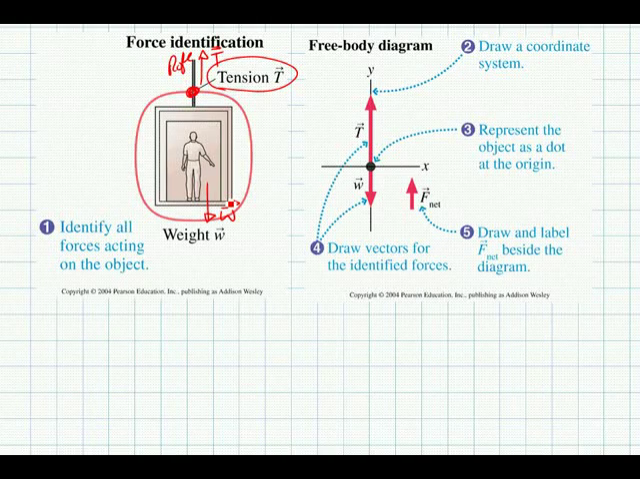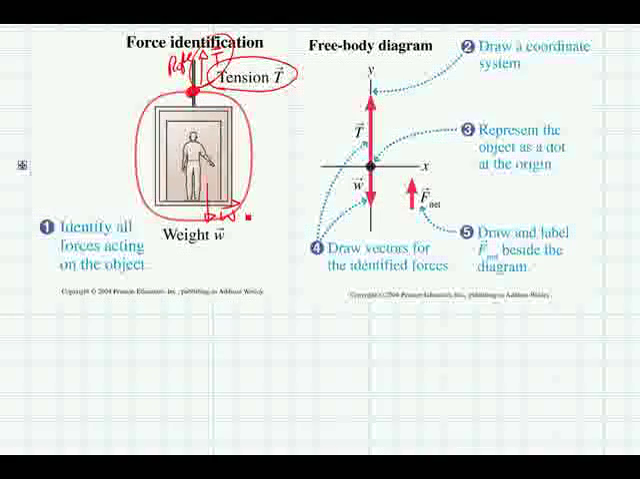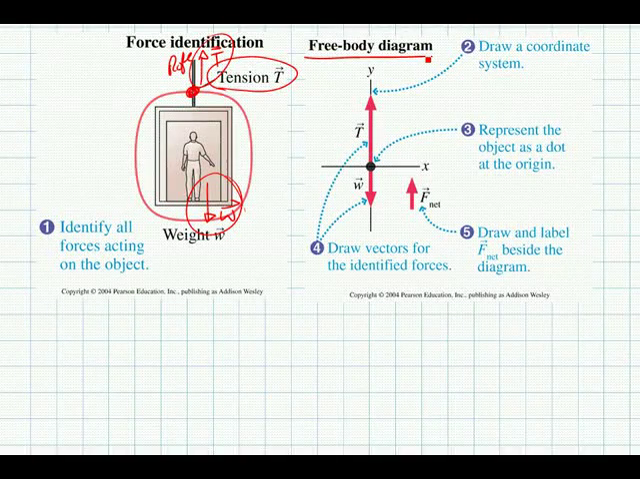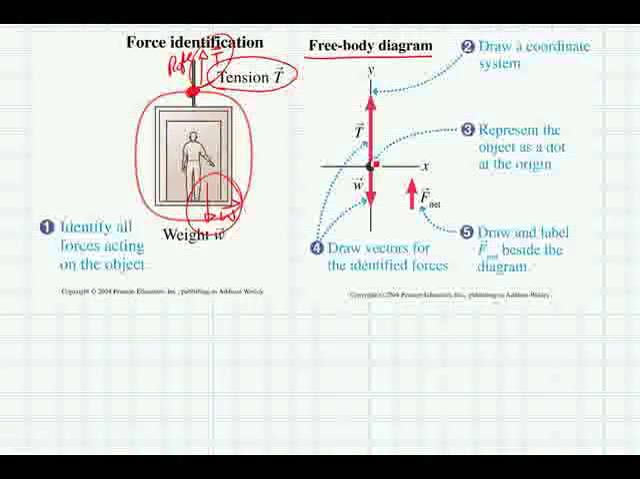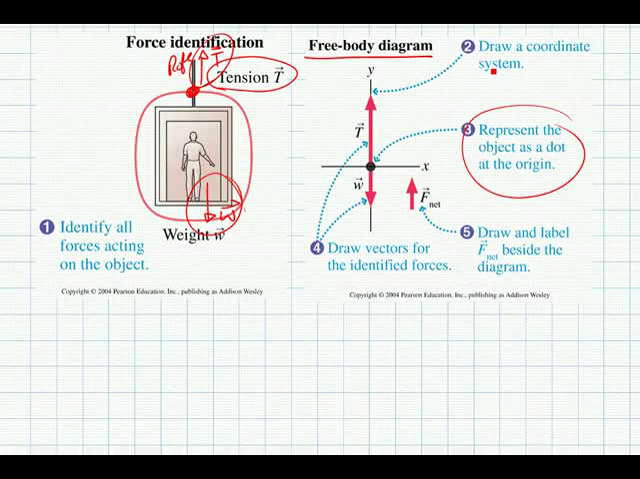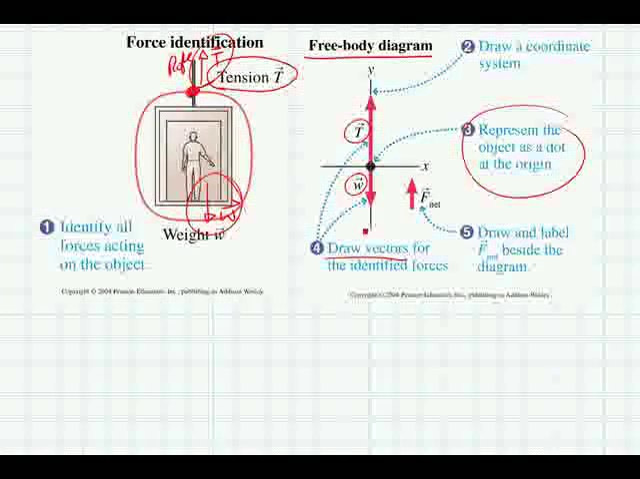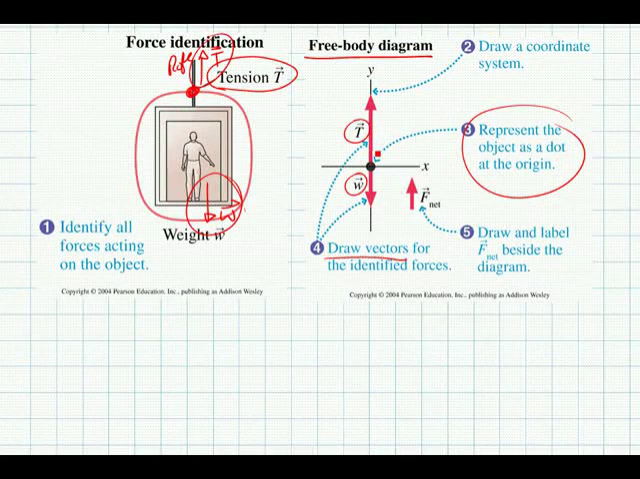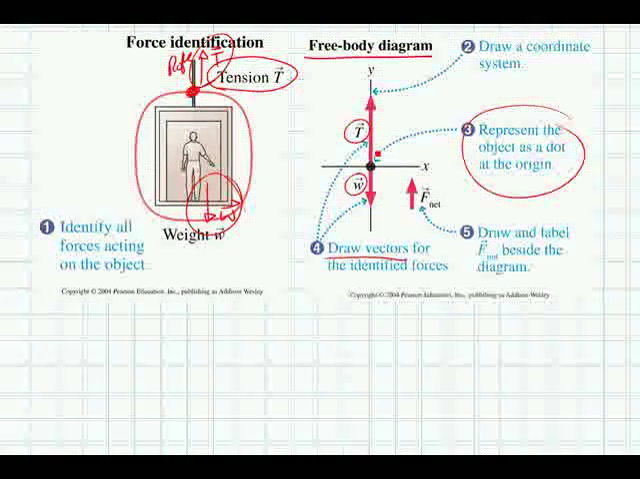Now that you've identified all the forces acting on your object, which is the elevator with the person standing in it, which only has two forces, tension and weight, then you do your free body diagram. To do a free body diagram, as I said, draw your Cartesian coordinate system, place your object as a dot at the origin, and then draw each vector. Here we have tension, which is acting upwards, and weight, which is acting downwards. Once you draw those to scale, the problem may tell you what each one is.